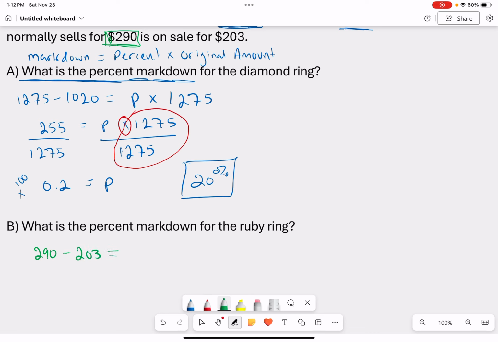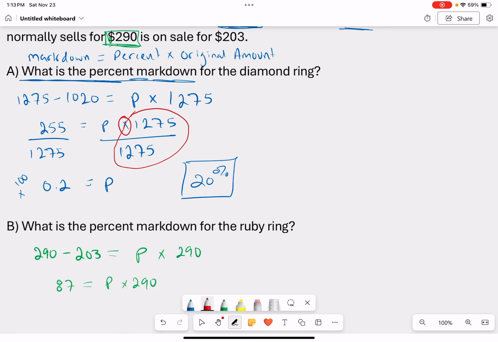And then we ask ourselves, well, what's my percent? Do I have a percent? No, that is actually what I'm looking for. So we're just going to write P and then multiply by the original amount of that ring. The original amount of the ruby ring was $290. So now we figure out what that markdown is on the left side, which is 290 minus 203, which is going to equal $87. That is equal to P times 290.